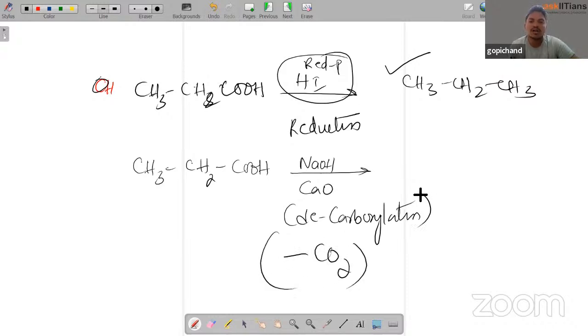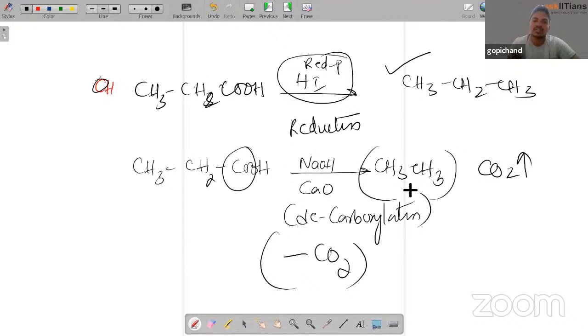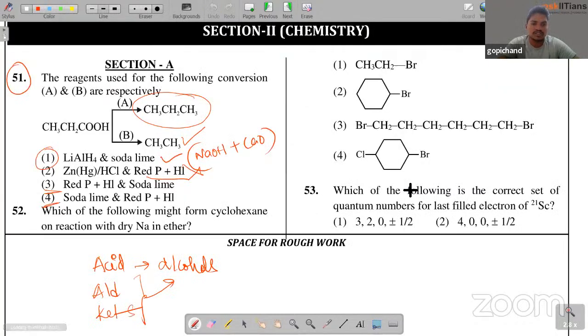So always remember, with decarboxylation the end product you will get is a product with one carbon less. So here two oxygens and a carbon will be removed, that is CO2 will be removed, whereas you are having CH3, CH3. This is an alkane which you are going to get. Got it? So this is the answer for the first question. Option C is the correct answer.